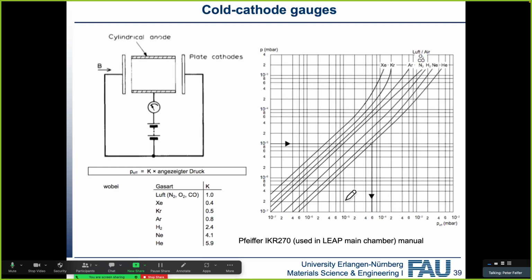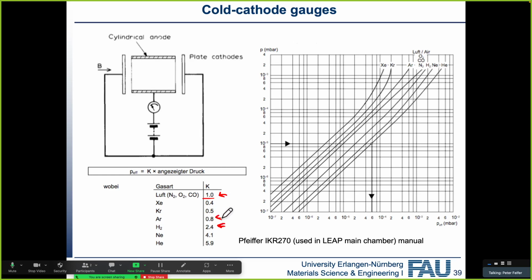Okay, we're not going to go through the details of how they work. Here, if you actually want to know with a cold cathode gauge what the pressure is, there are conversion factors. Typically, the reading is for air. So if the residual gas that you have is exclusively air, maybe you have a leak, then the reading is correct. But if it's hydrogen, for example, we have a strong underestimation of the pressure. If it's something like argon, then we have an overestimation of the pressure.